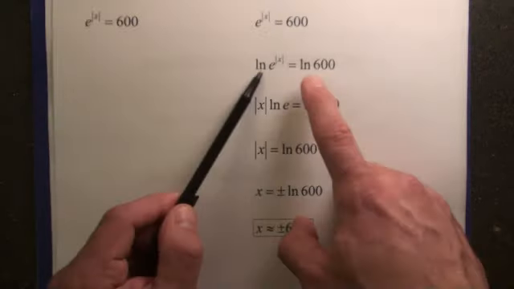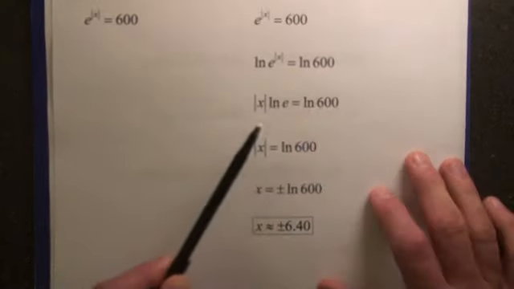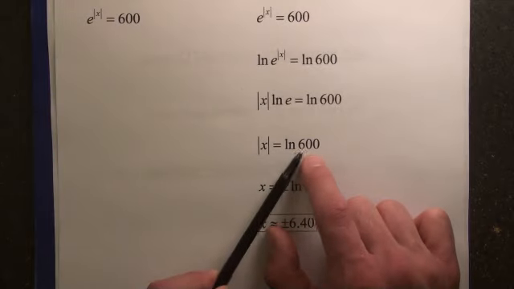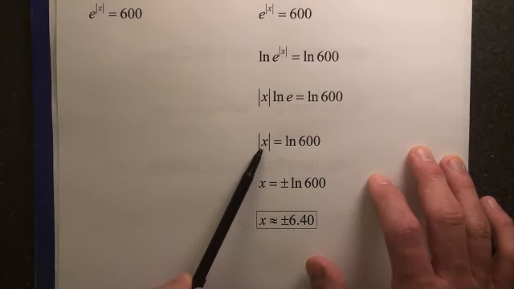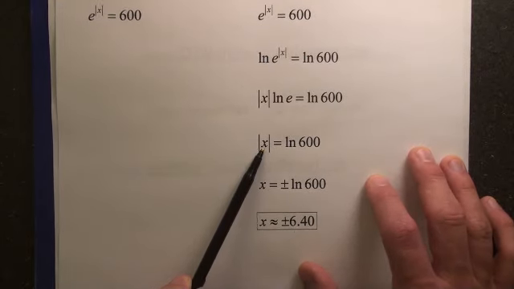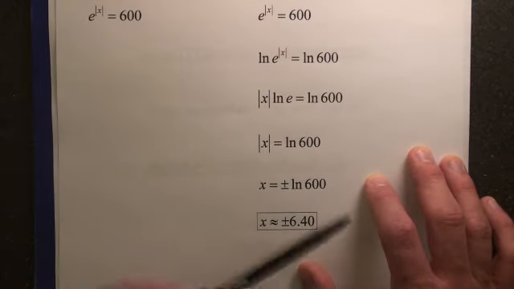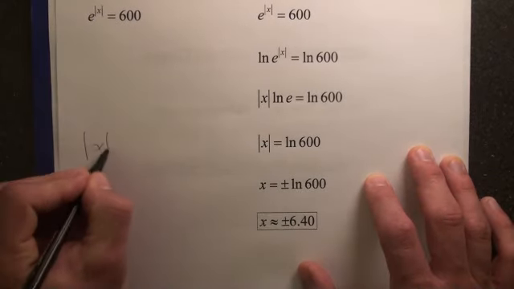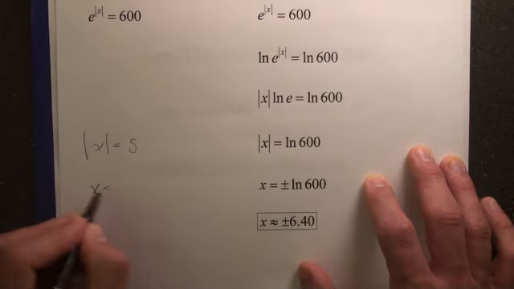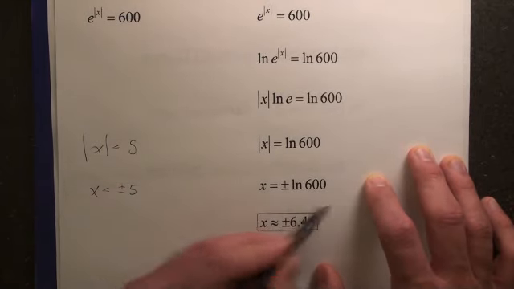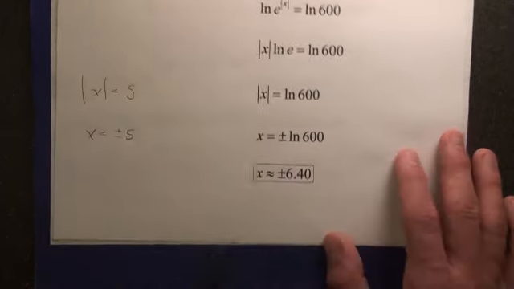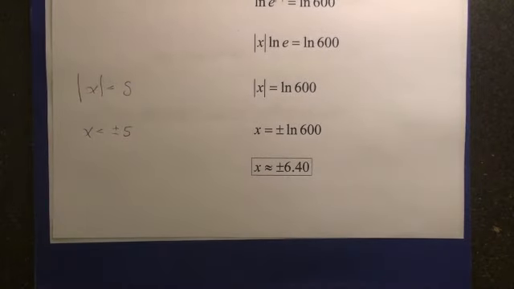Basically what we're doing is we're always taking the natural log on both sides. So now you have the right side equals ln 600. And how do you solve an absolute value equation? Well, the answer is simply plus or minus whatever is on the right side. If this was absolute value of x equals 5, you have two answers. x equals plus or minus 5. So you just do plus or minus ln 600, which is plus or minus 6.40.